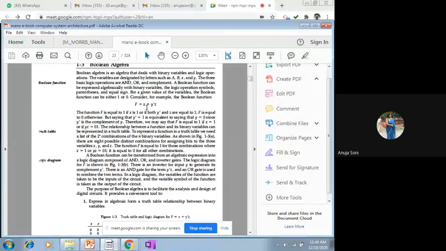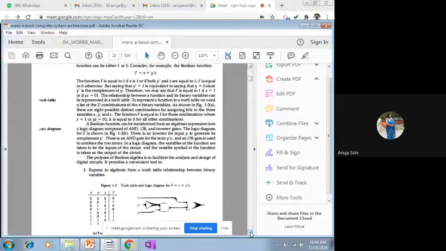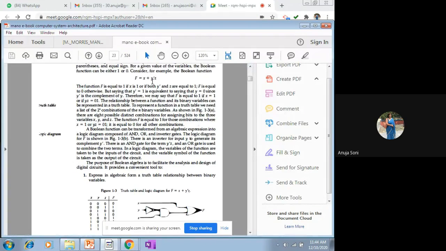Now we have in front of us a Boolean expression f is equal to x plus y dash z. If we talk about its logic circuit diagram, how do we draw it? Then we need to analyze the number of input variables in it.